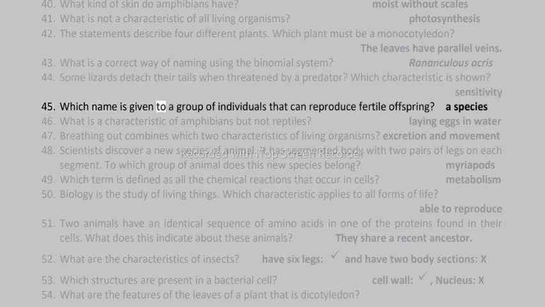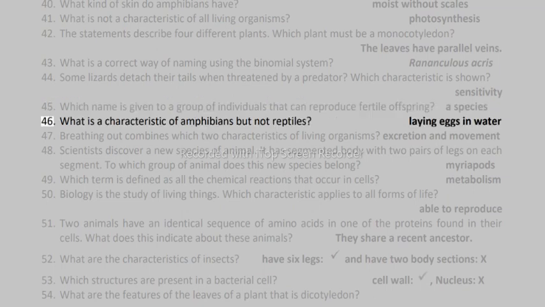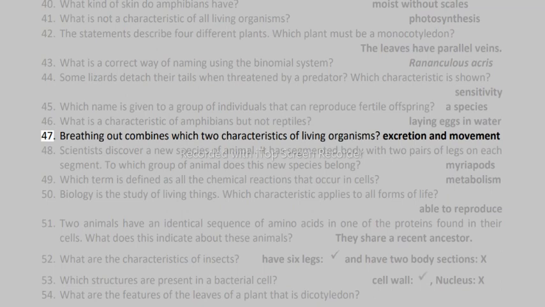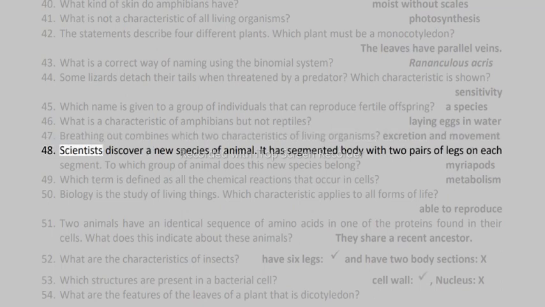45. Which name is given to a group of individuals that can reproduce fertile offspring? A species. 46. What is a characteristic of amphibians but not reptiles? Laying eggs in water. 47. Breathing out combines which 2 characteristics of living organisms? Excretion and movement.